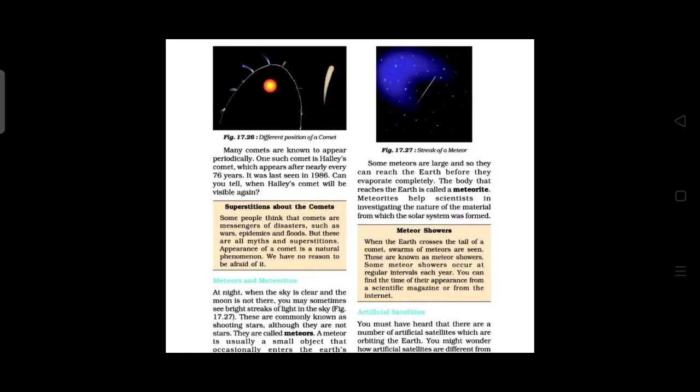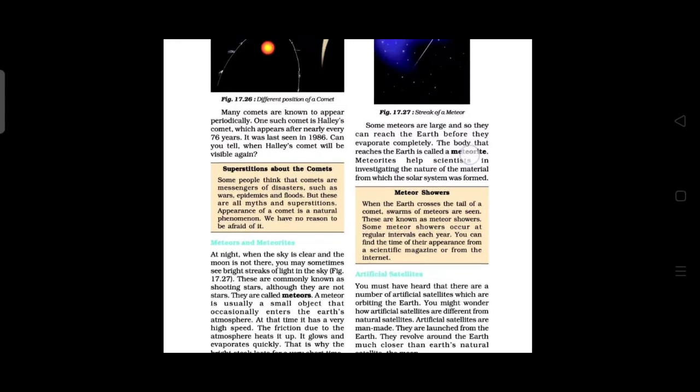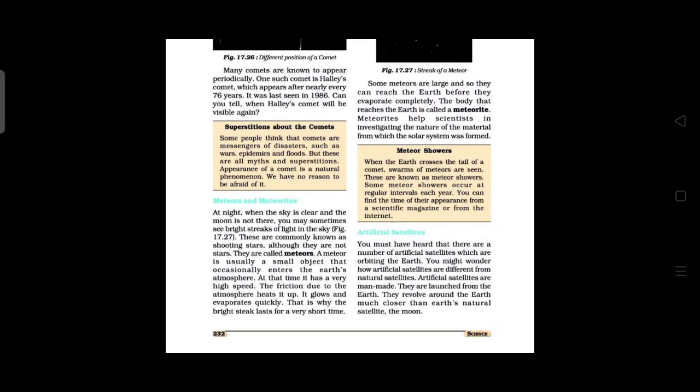Meteors and meteorites. At night, when the sky is clear and the Moon is not there, you may sometimes see bright streaks of light in the sky. They are commonly known as what? Shooting stars. Although they are not stars, they are called what? Meteors. A meteor is usually a small object that occasionally enters the Earth's atmosphere.